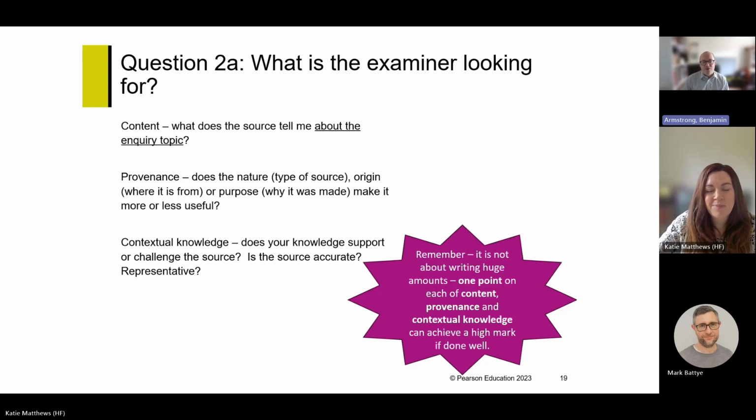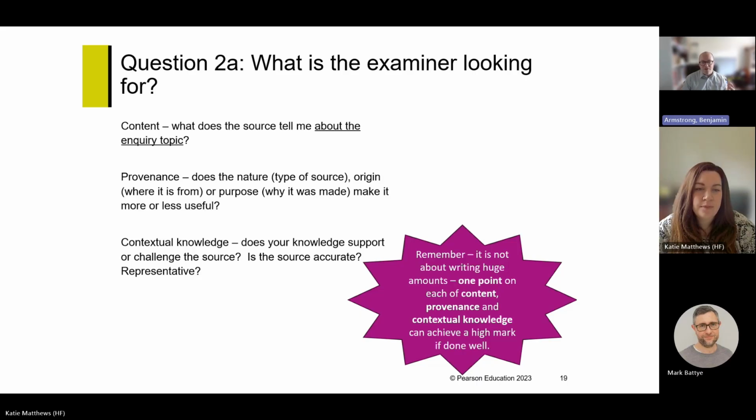The third thing we're looking for is your contextual knowledge. This is where you need to show that you have an understanding about what's going on in this period of history in that place. So does your knowledge support or challenge the source? Does what you know from your revision suggest that the source is accurate or inaccurate? Does it represent what was happening at the time, or is it not really typical of what you've learned about the period?